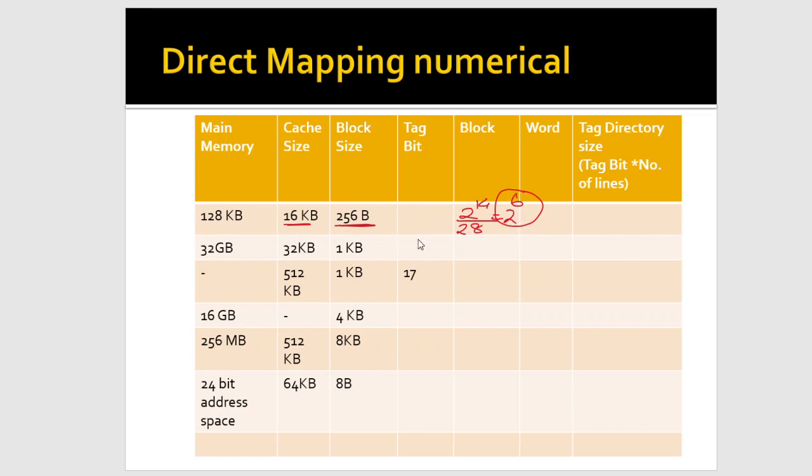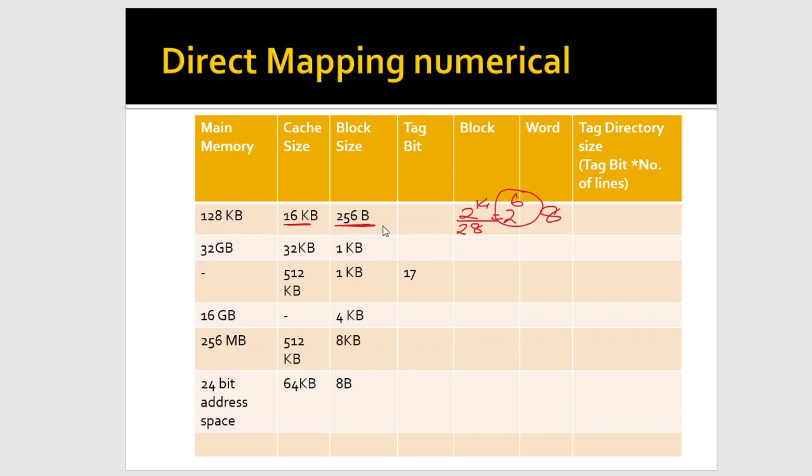You can draw the diagram, so it will be easy for you to practice. I'm doing it directly. So the number of bits for the block will be 6, and the block size is 256 byte, so it is 2 to the 8. So the number of word bits will be 8, and block bits will be 6 bits, and the total is 6 plus 8, 14.